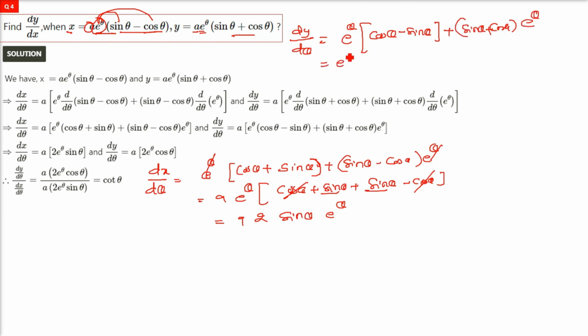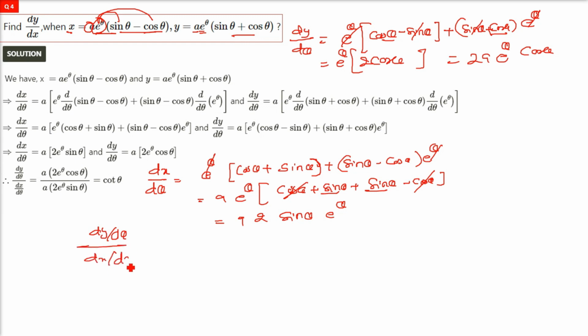Now you can take e to the power theta common, and what do you get? This sign will get cancelled, so you'll get twice of cos theta. So you'll get 2a e to the power theta and cos theta. Now when you divide this, because ultimately we have to divide dy by d theta divided by dx by d theta, that we have to do. So it will be twice of a e to the power theta cos theta divided by a 2 e to the power theta sin theta.